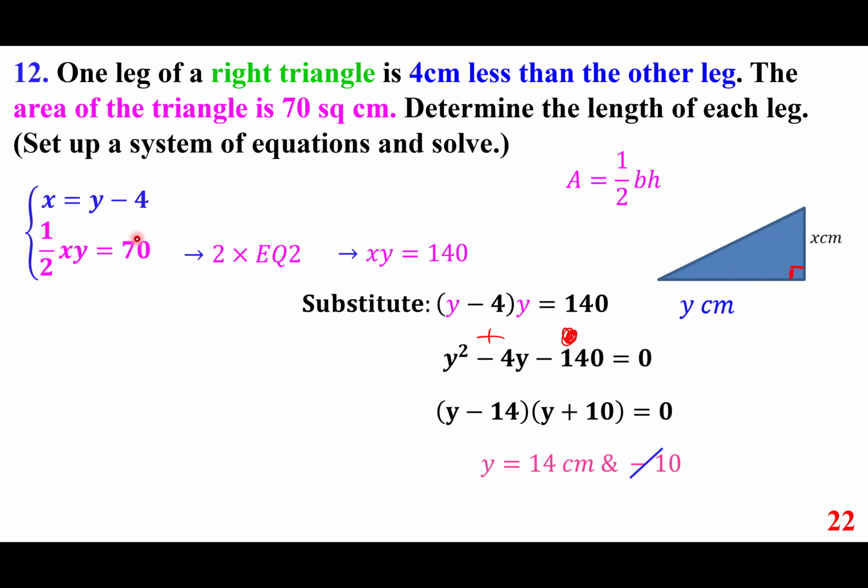So if y is 14, x must be 14 minus 4, or 10 centimeters. Now, it's just that the dimensions are really 10 by 14, the legs, in some order, okay? And it's not a big deal, everybody.